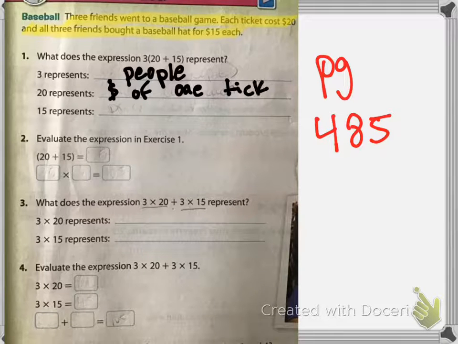So it's the ticket cost for each of them. And what does the 15 represent? Rocco? Price of the hat. Now, here's where we would need to do this together. We're checking this, and it's showing us how our properties will be useful.